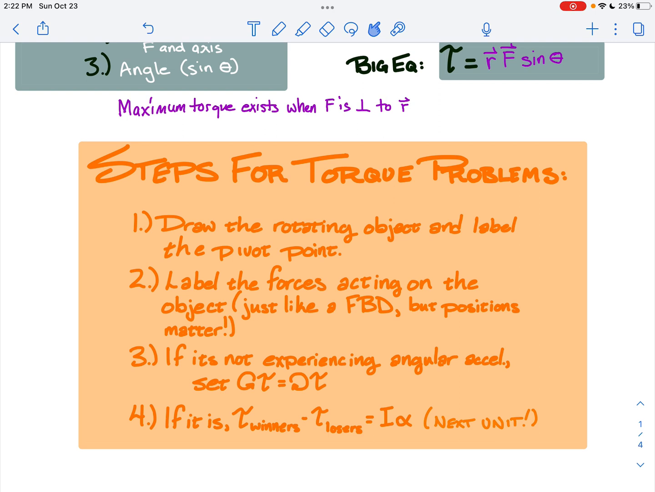Step 3, if the object is not experiencing angular acceleration, in other words, if the object is stationary or rotating at a constant speed, you can set the torques counterclockwise equal to the torques clockwise. Of course, if it is experiencing angular acceleration, you go the winner torques minus the loser torques equals I alpha, but that we'll save for the next unit.